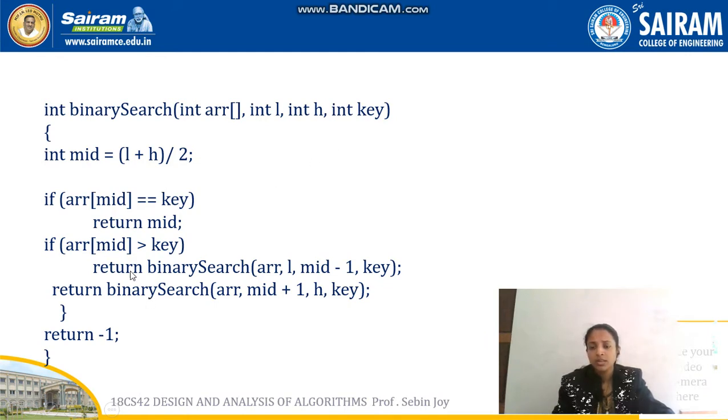Now, if both the conditions are false, it will execute this return statement. What is that? That is, if array of mid is less than key. If array of mid is less than key, what do you have to do? I have to search in the second half. So array, mid plus 1, comma, high, comma, key. The same recursive call only, I am writing it here.